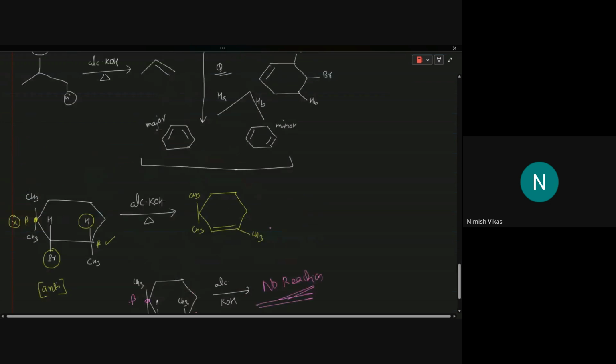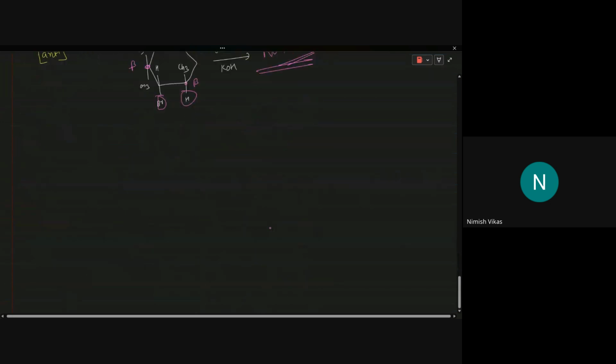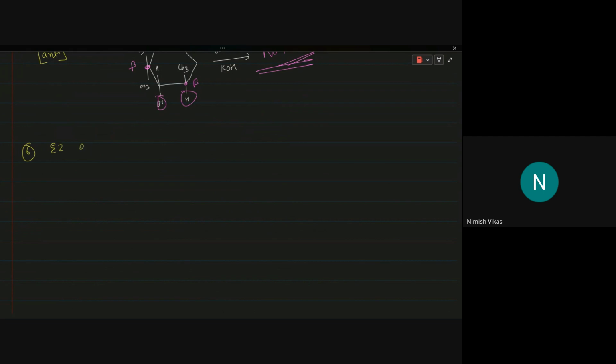So we were discussing these certain points. Now the sixth point is also E2 elimination. In E2 elimination, the kinetic isotopic effect is applicable. What does it mean?